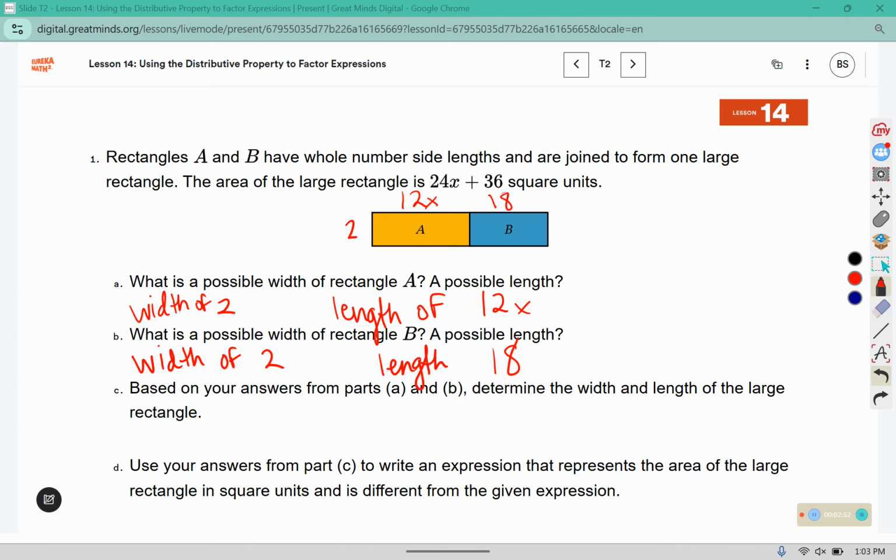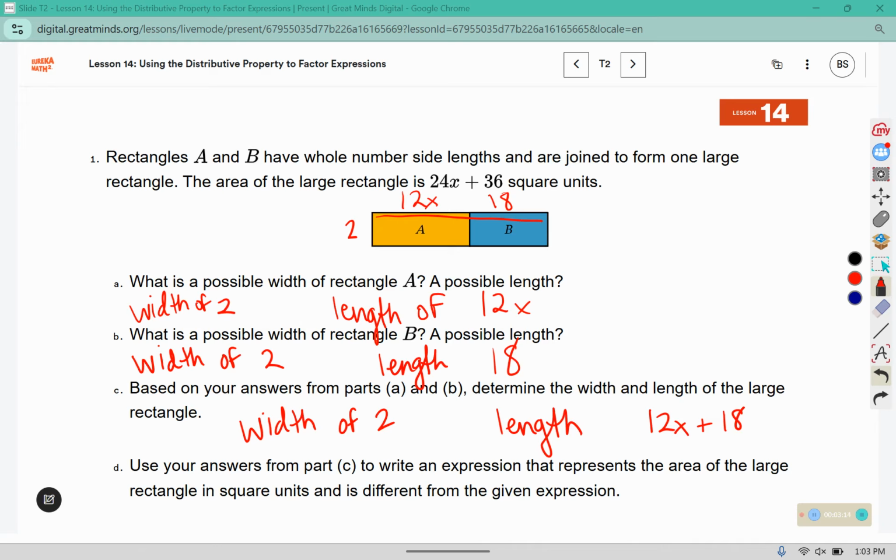And it says, based on your answers from part A and B, determine the width and length of the large rectangle. Well, it would still have a width of 2, and the length would be this whole part, so 12x combined with the 18.